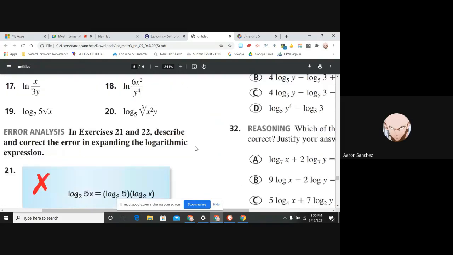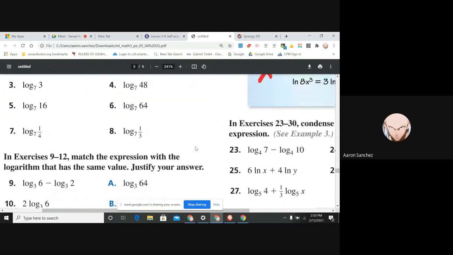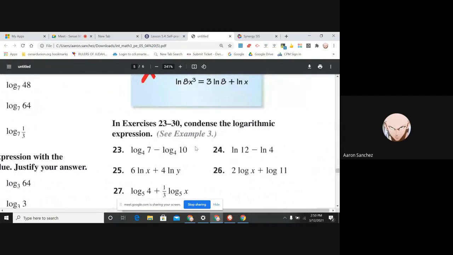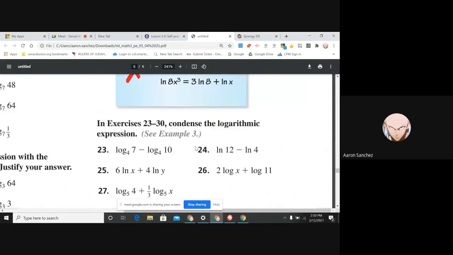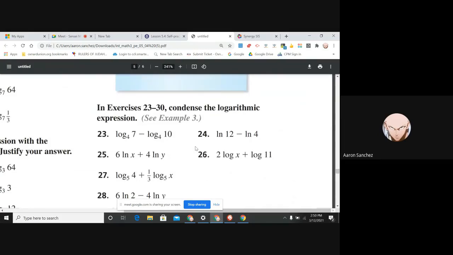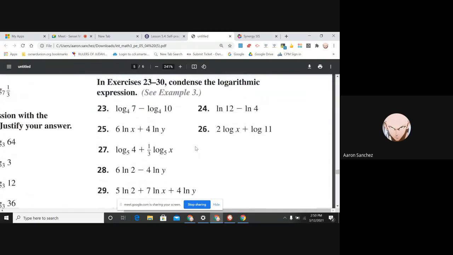Move on. Let's look at 23. Okay, now we condense. So now we're just doing the opposite. We just condense them, right? So I'm going to do the first and the last: 23 and then 29. Okay, 23, condense. 23 is log base 4 of 7 minus log base 4 of 10. So what rule am I going to use?